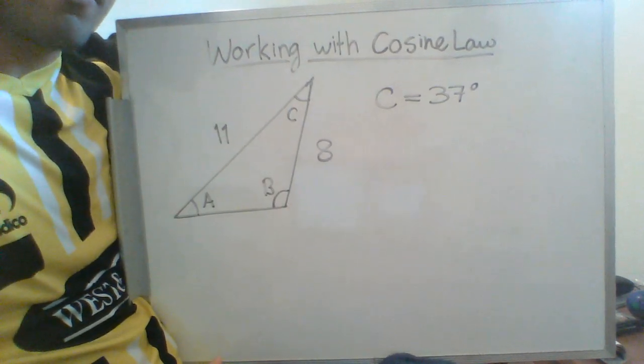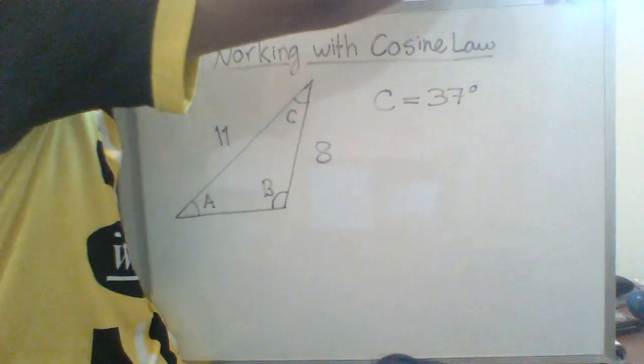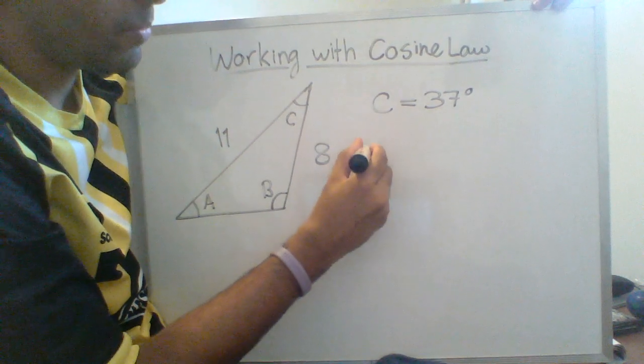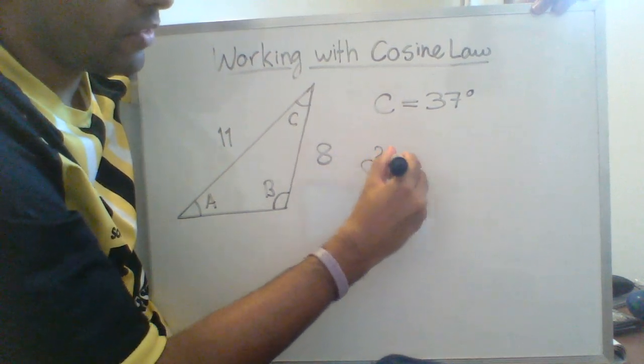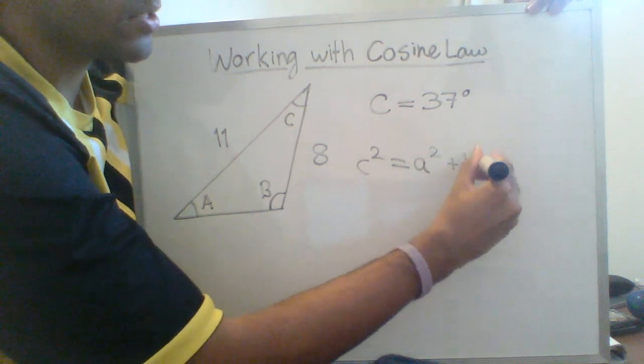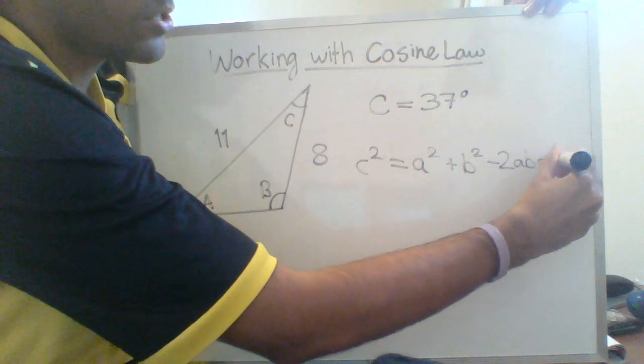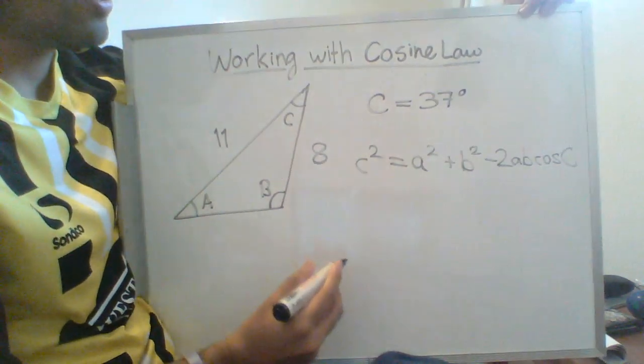Okay, so there are two different times when you need to use cosine law. One can be to figure out the length of a side, if you remember this formula: small c squared equals a squared plus b squared minus 2ab times the cosine of the angle c.